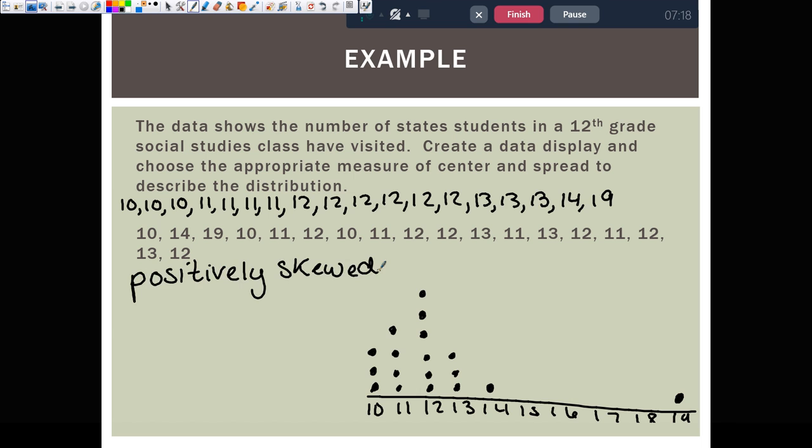So I have to find the median and the IQR, because it's all others, it's not symmetric. Alright, so let's find our median. The median's pretty easy to find. We can cross off numbers until we get to the middle.